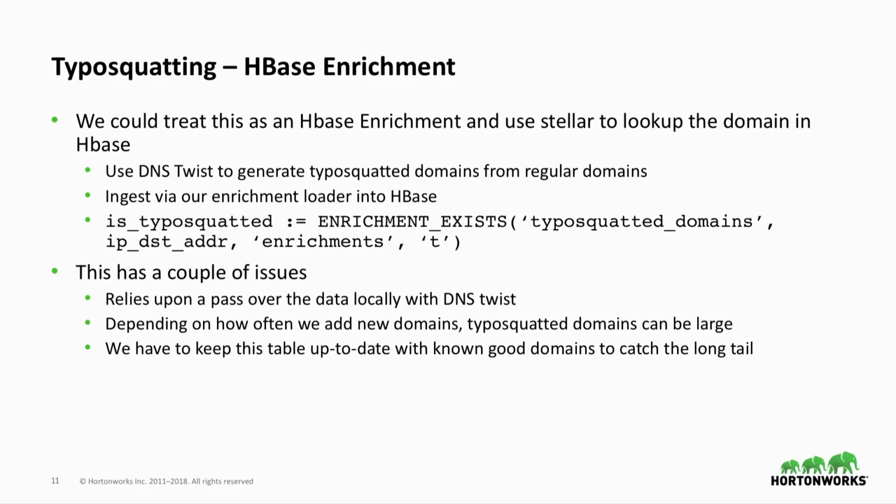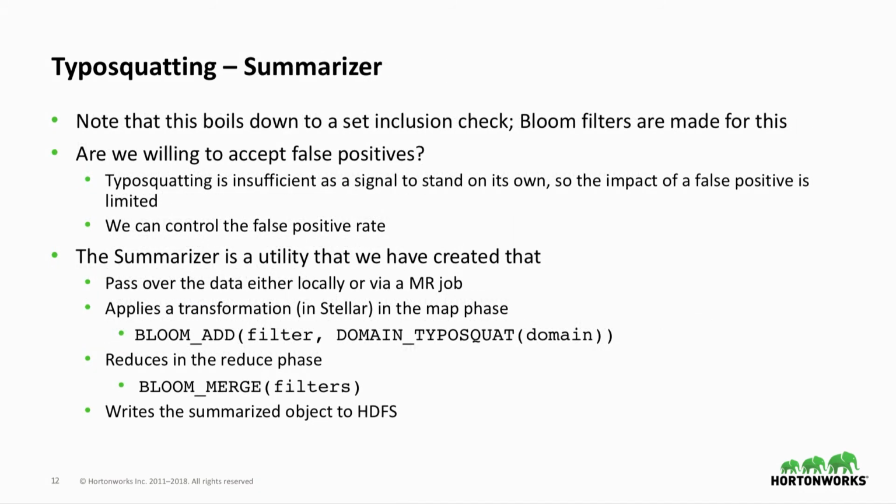So this is a perfectly reasonable approach to doing that, one which we're not going to necessarily show. Instead, we want to show a different approach. Because this problem boils down to constructing a set inclusion, one of the core philosophies of Metron is that we are really big into sketching algorithms and summarizing. So one of the ways to do that efficiently is a Bloom filter.